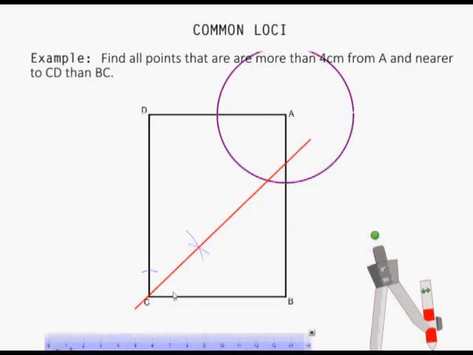Now all region above that red line is nearer to CD than BC, but we cannot include this area because it won't meet condition 1. And so really, the area we are interested in is this one here.